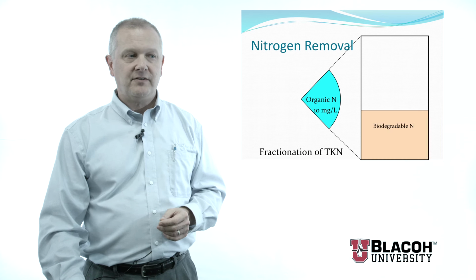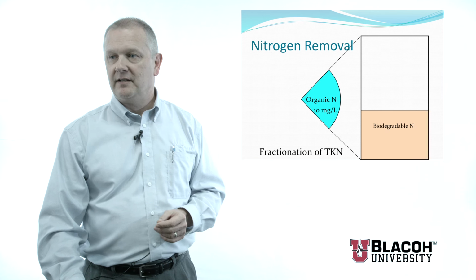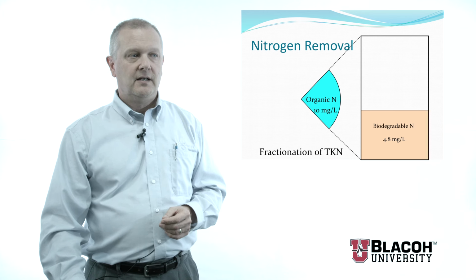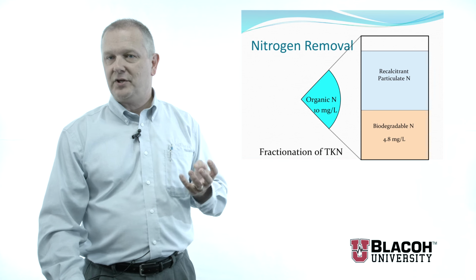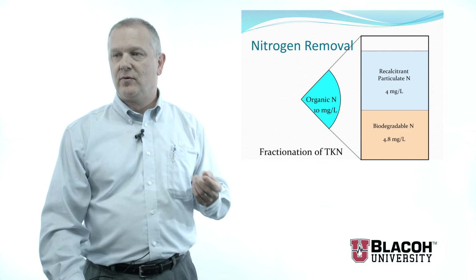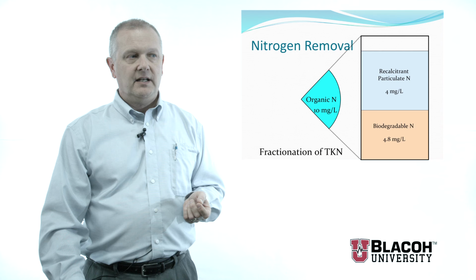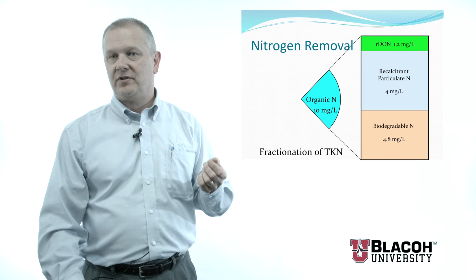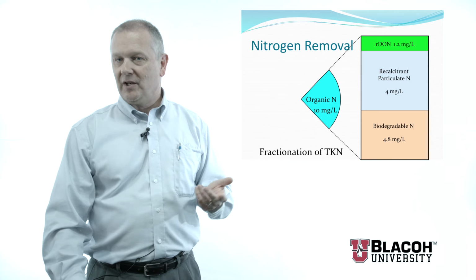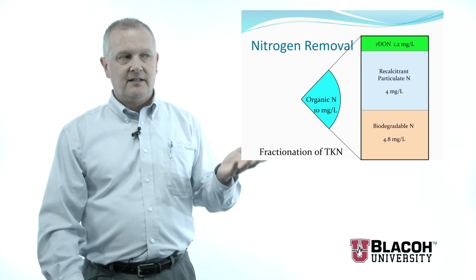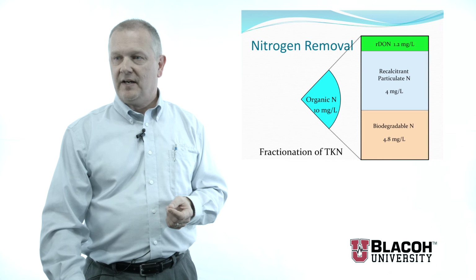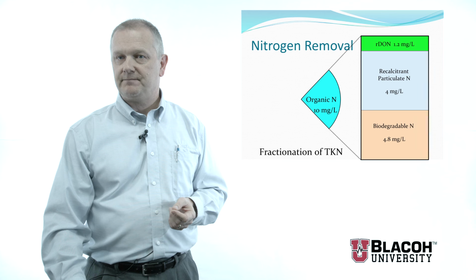Of that, about half of it, or almost 5 milligrams per liter, is readily biodegradable. It can be done fairly easily, not too much of a struggle. Another part of it is kind of particulate in nature and not dissolved, and it's a little more recalcitrant. It's harder for microorganisms to break it down. And finally, there's also an actual dissolved portion that's recalcitrant dissolved organic nitrogen, about 1 milligram per liter. So we can easily get the total nitrogen down to about 5 milligrams per liter. Getting below that takes some fairly complex processes.